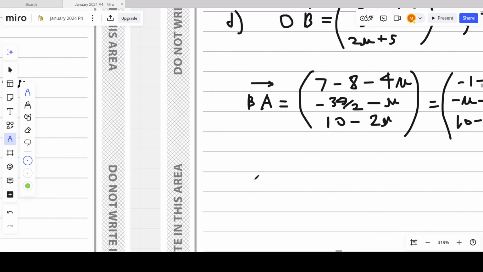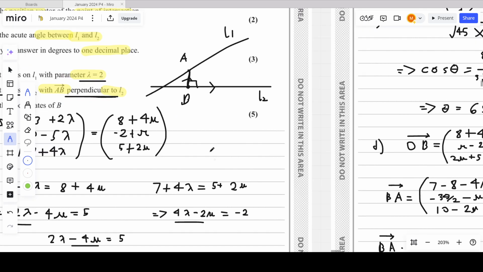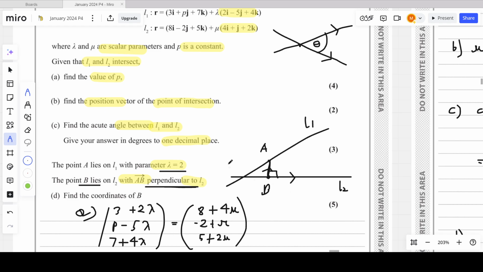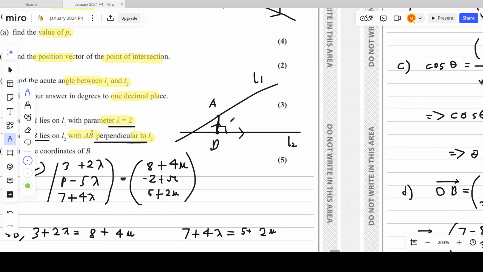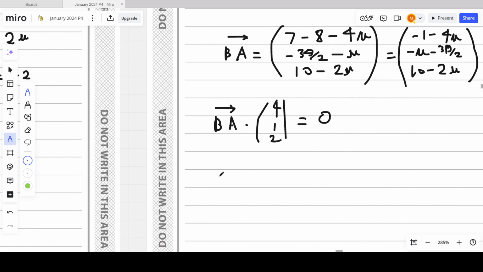So dot product would be what, BA dot the parallel component of line L2. What's the parallel component of line L2? That is 4, 1, 2, right? That is 4, 1, 2. That would be equal to 0, because cos 90 is 0. That's why. So now do the dot product.